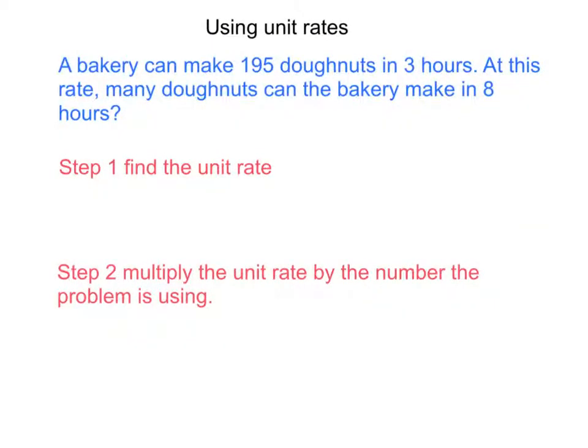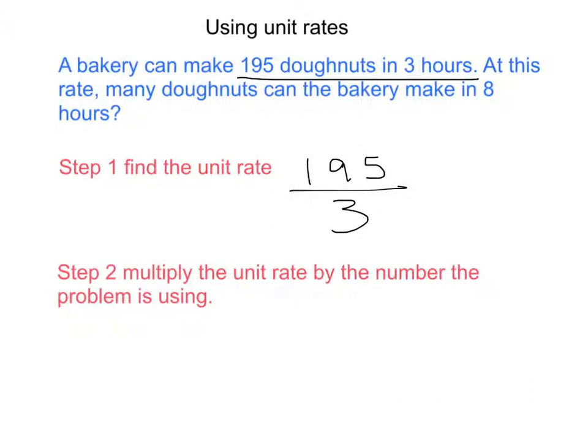We can also use unit rates to figure out how much of something we need or how long something is going to take. So it says a bakery can make 195 donuts in 3 hours. At this rate, how many donuts can the bakery make in 8 hours?